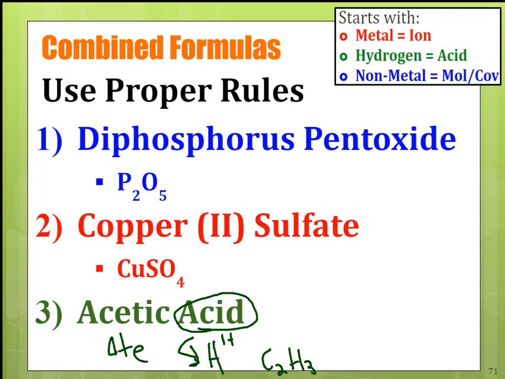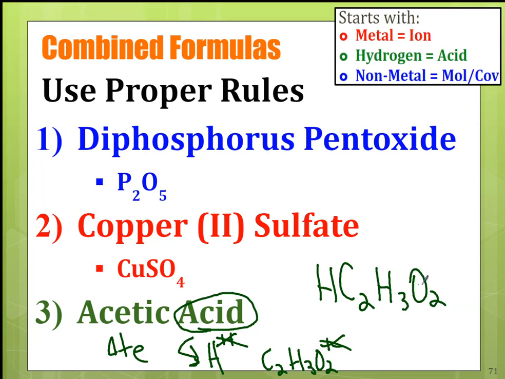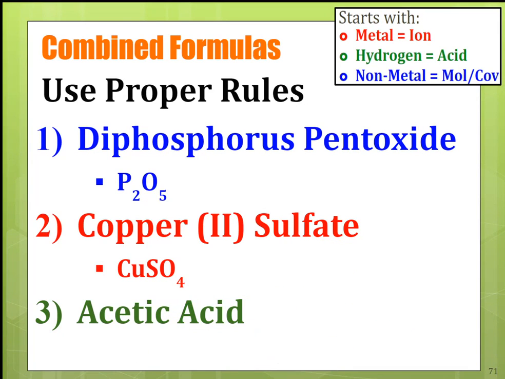Acetate is C2H3O2 with a 1- charge. 1+ and 1- cancel, makes this H, C2H3O2. Written exactly like this. Do not combine the H's together. Don't do that, because this is the acidic hydrogen and this is a structural hydrogen. It matters later. We'll get there. For now, just don't combine them. Leave them separate. So there you go. There is your lesson.